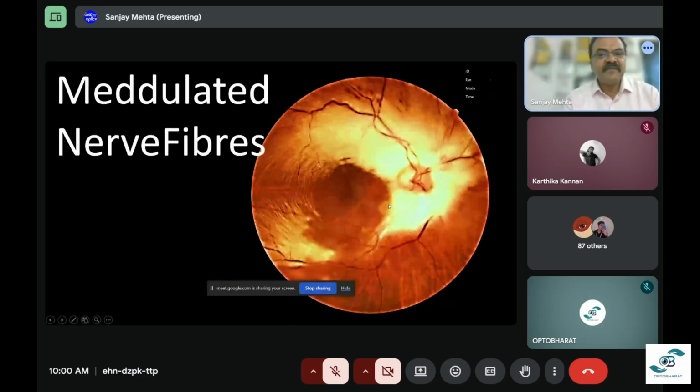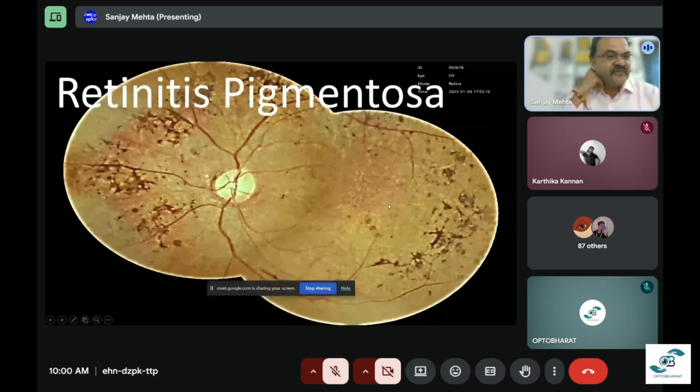Now, this is what retinitis pigmentosa looks like in an advanced stage. Everything is there in this case. You can see the bone spicule formation, and optic atrophy is there. You can see these arteries are thinned out totally. Absolutely, this person does not have any vision. You can see this is the macula, which is totally damaged.